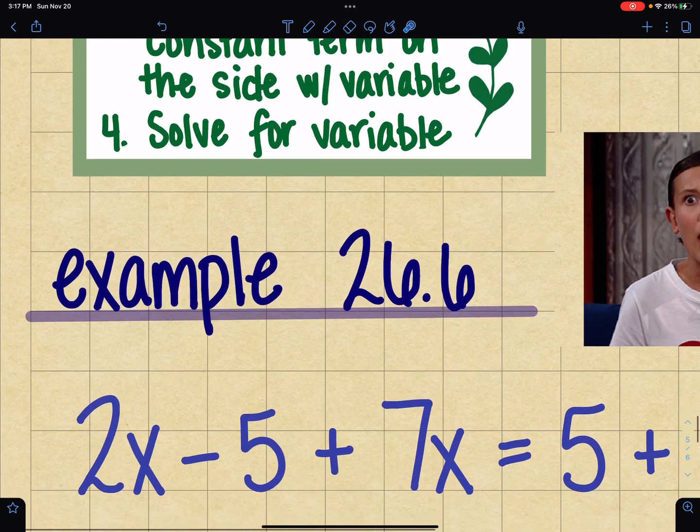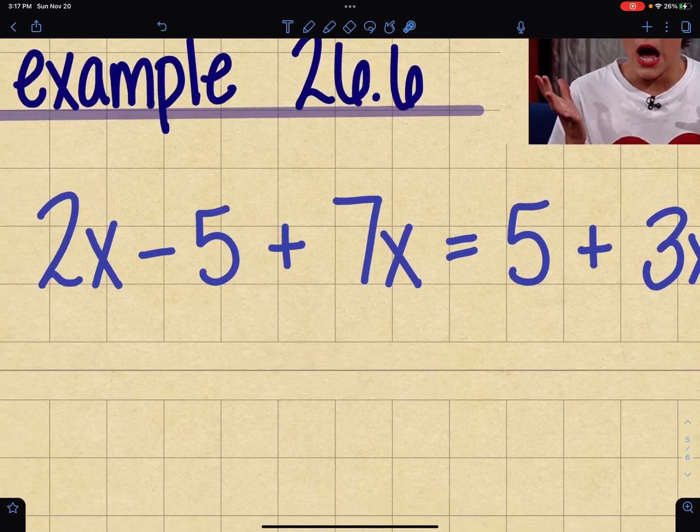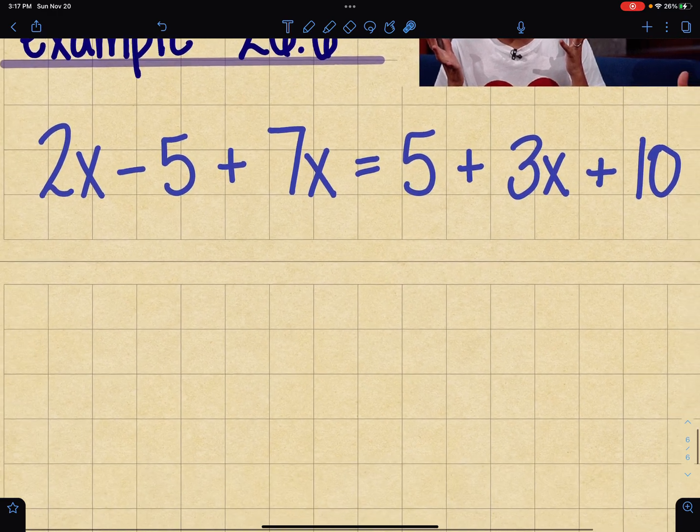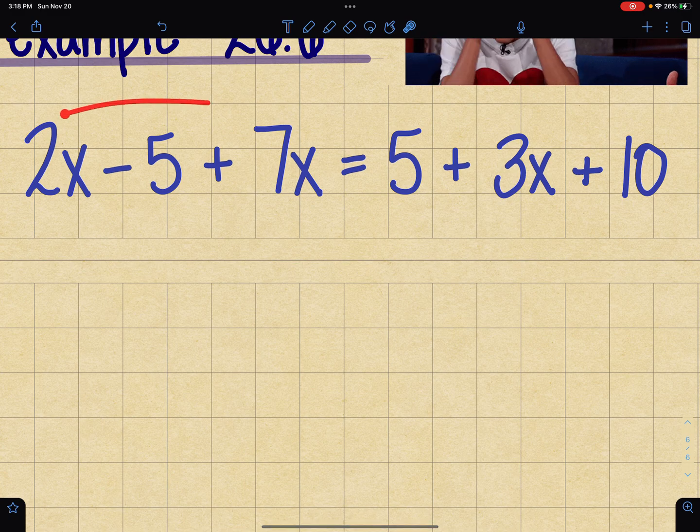All right, let's do it one more time just to make sure we've got those steps down. You're like, no, you're not. You've got this. All right, here's the problem. Woo, this is complicated looking, right? But we are going to try and solve it here.